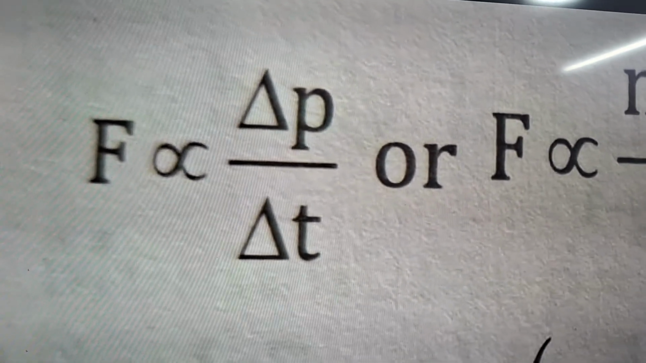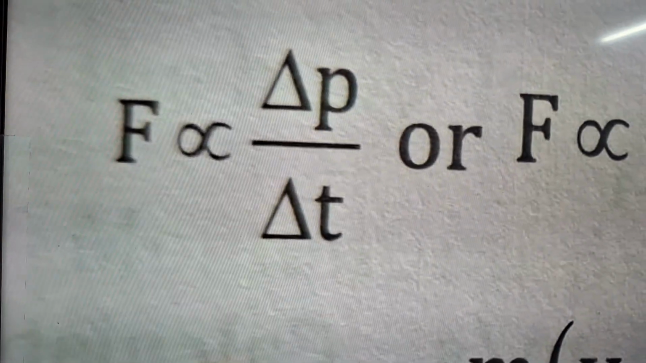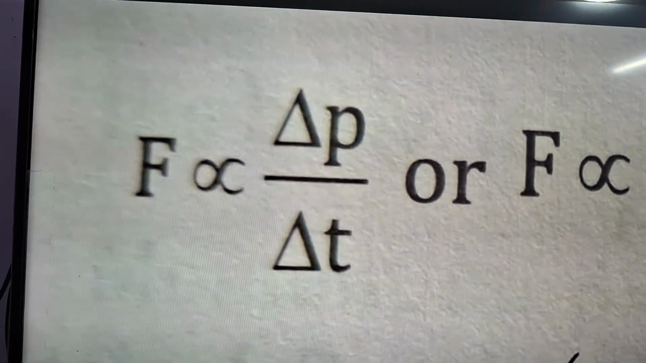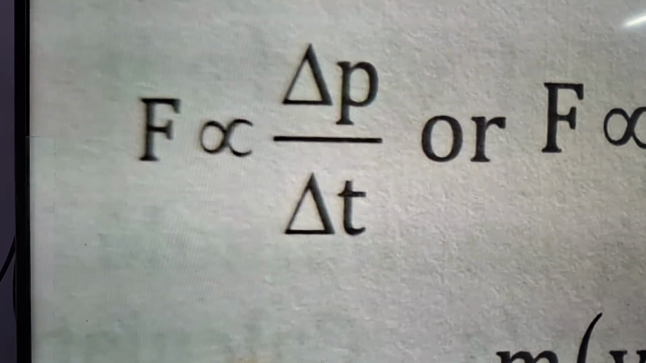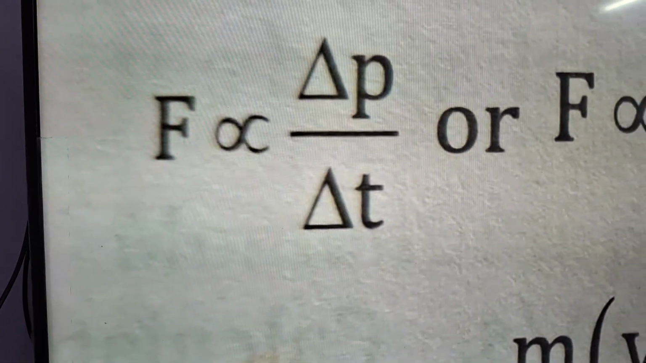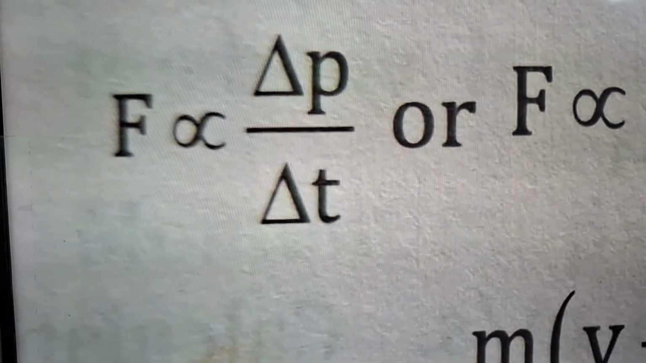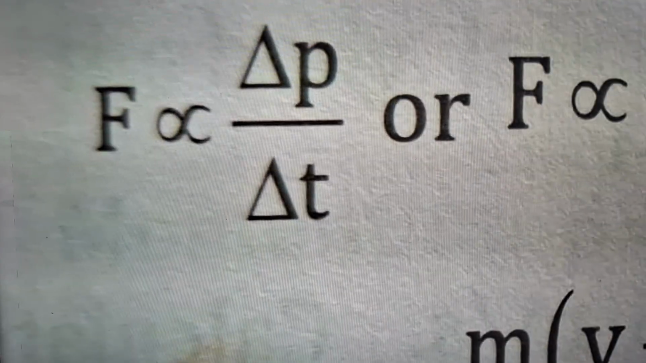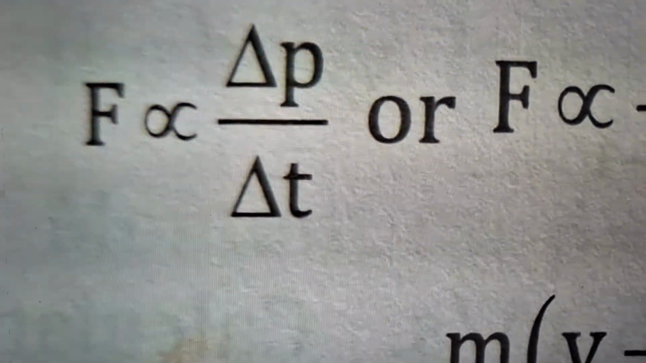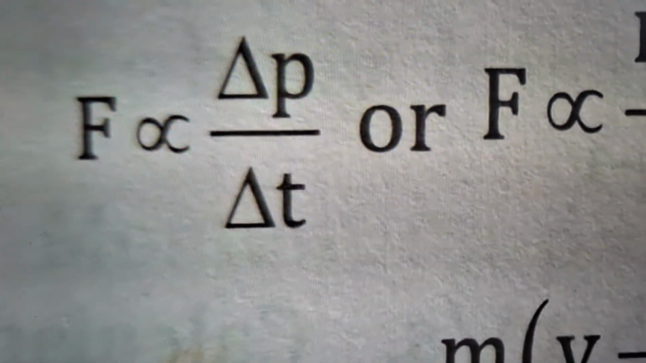First, Newton's second law: force is defined with the parameter F, P for momentum, and T for time. So delta P means change in momentum and delta T means change in time. There is a change in momentum with respect to change in time, and this is caused by the applied force, or you can say the net force. This is the very basic of Newton's second law.